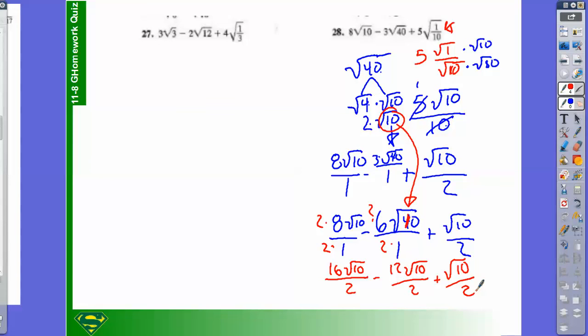And now that we have a common denominator, we can just add the numerators together. 16 root 10 minus 12 root 10 is 4 root 10. And 4 times the square root of 10 plus the square root of 10. Well, how many square roots of 10 do I have? 5. So I end up with 5 times the square root of 10 over 2. So I hope that's helpful for your homework tonight.